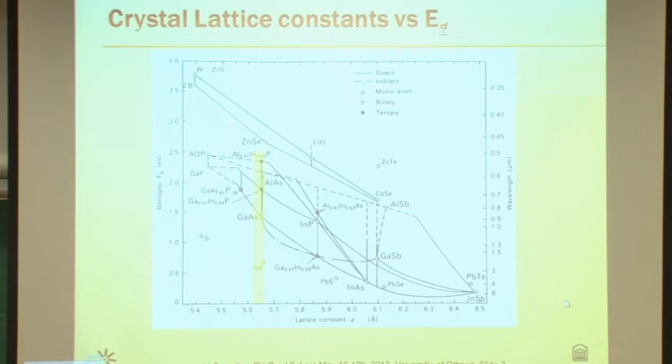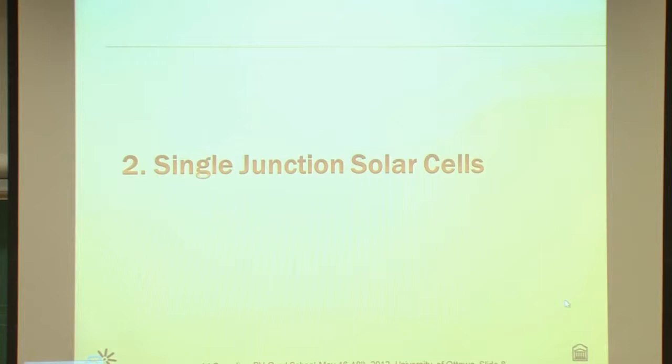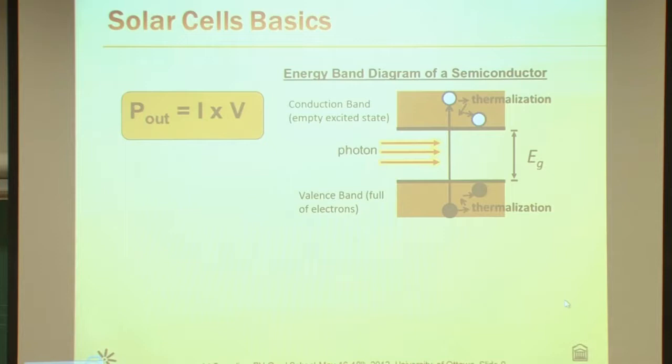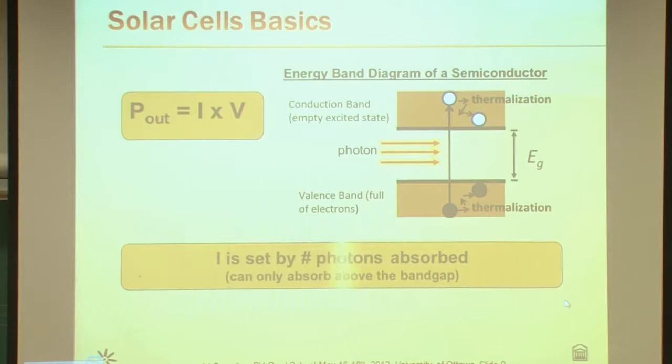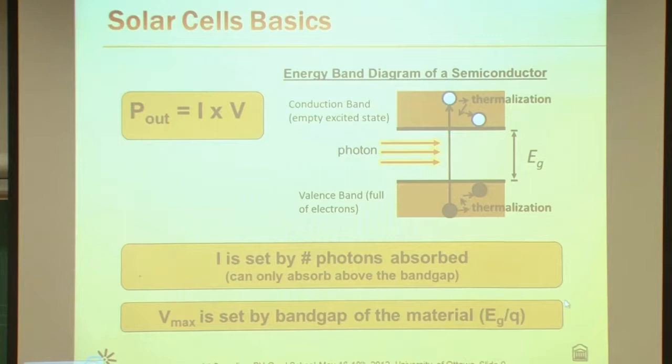Okay, we're going to come back to that chart a little bit later on. Single junction solar cells, well, we know that the power out is related to current times voltage. Really quickly here, the current is set by the number of photons that can be absorbed, and we can only absorb photons above the band gap. And the maximum voltage is set by the band gap of the material as well. So the band gap becomes very important in terms of how efficient a solar cell we can produce.